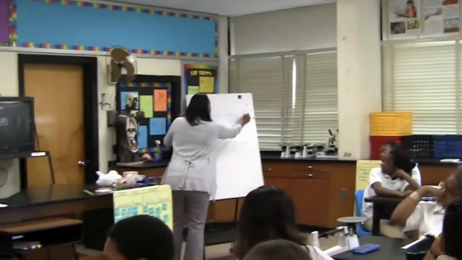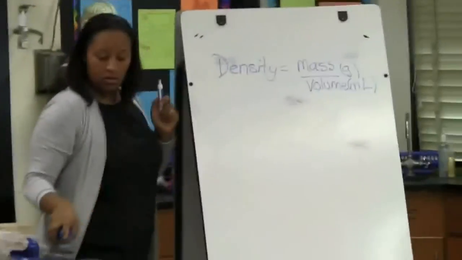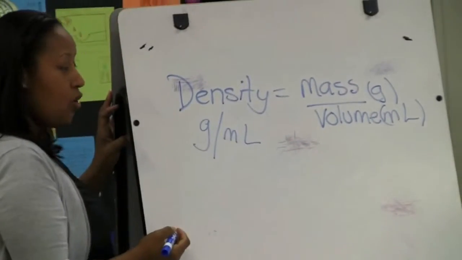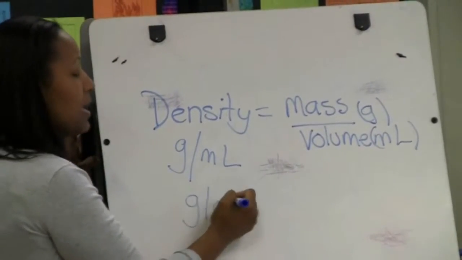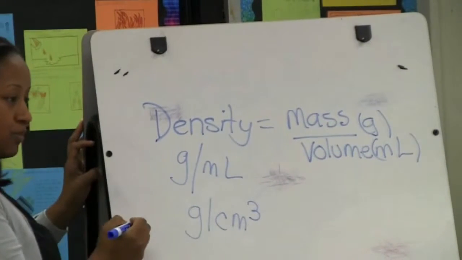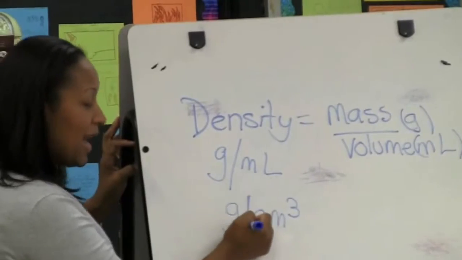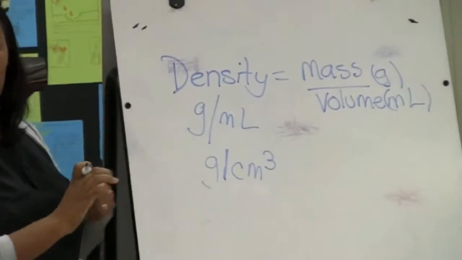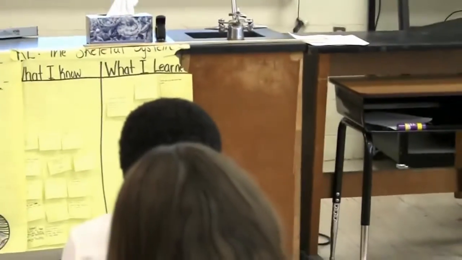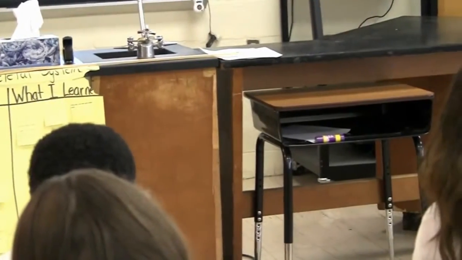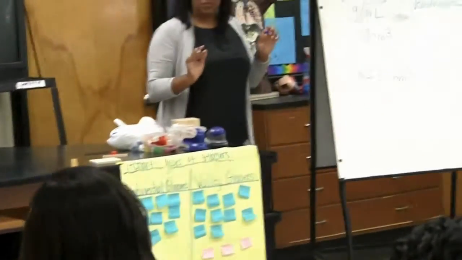Now going with our units, mass is measured in grams, volume is measured in milliliters or cubic centimeters. So my density is measured in grams per milliliter, or I can say grams per centimeter cubed, because this is the volume as well. That per there would be my division, because I divided. Centimeters cubed the same thing as milliliters? Yes, it is. 1 milliliter equals 1 centimeter cubed. Same thing, exact same thing.